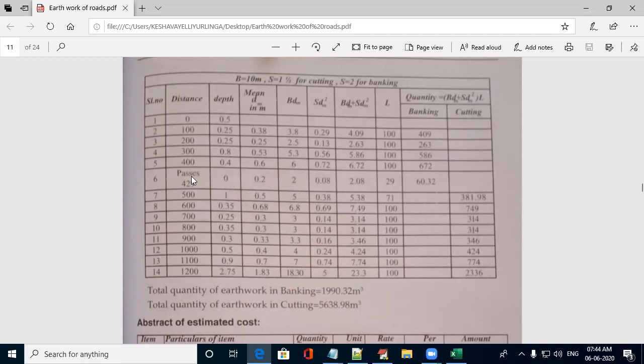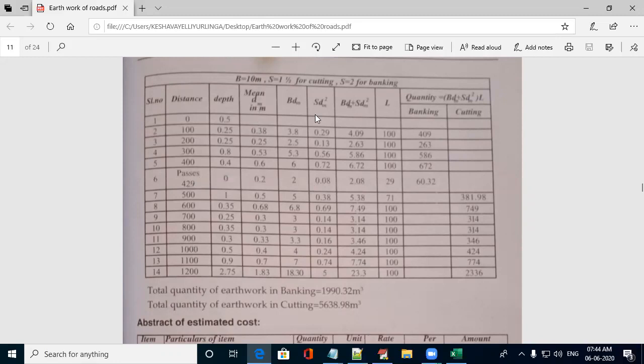Up to 0, including this column, it is banking, that is filling. After this there will be cutting. Okay, I hope you are clear with this. At 429 you have to write 0. This is the extra thing you are supposed to do. 400, 500, this is the same. At this point where you got 0, you have to mention 0 here, and you have to write 429 here. Important.